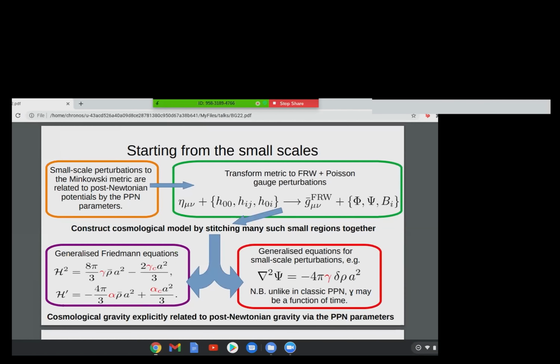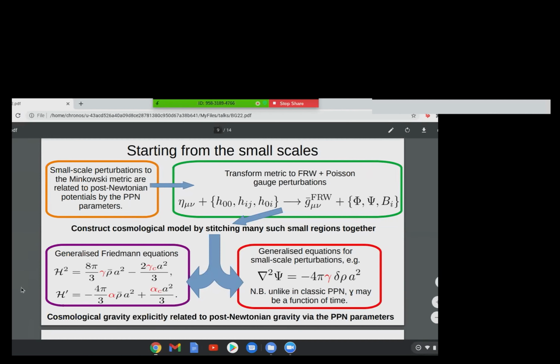So this is a schematic of what we do. We start with our small scale post-Newtonian perturbations. We transform from a perturbed Minkowski perspective to a perturbed FRW perspective, and then we have our cosmological perturbations, the familiar phi and psi, and then also a vector B. And if we then stitch many of these regions together, we construct a cosmological model. So we obtain these generalized Friedmann equations. For example, if you look at the Hubble squared equation, you have a coupling gamma to the average density. And then we also obtain local equations for the perturbations.